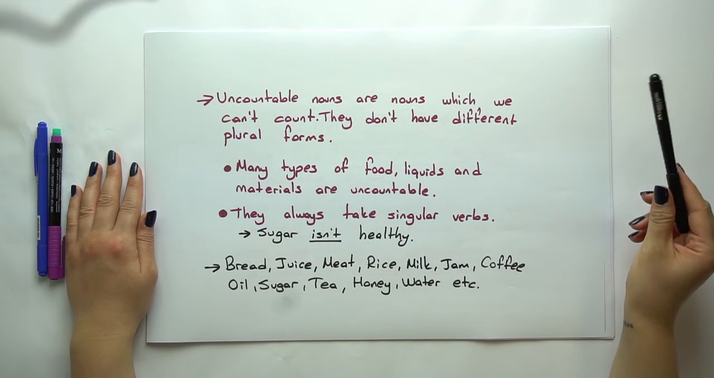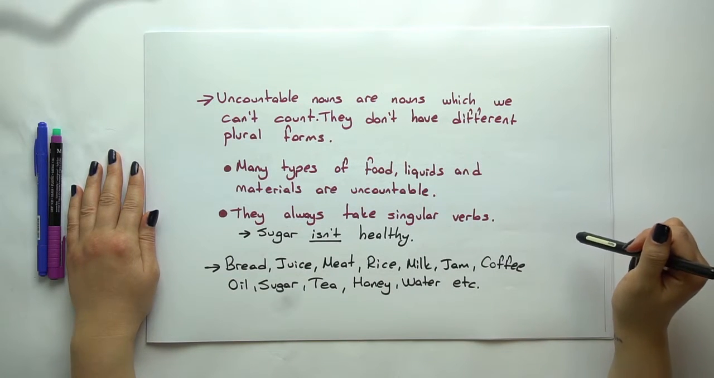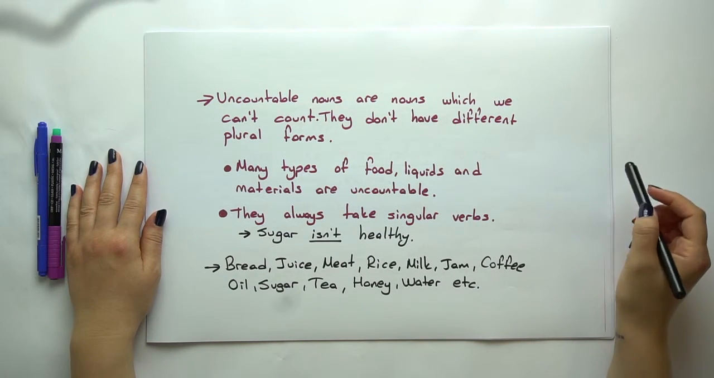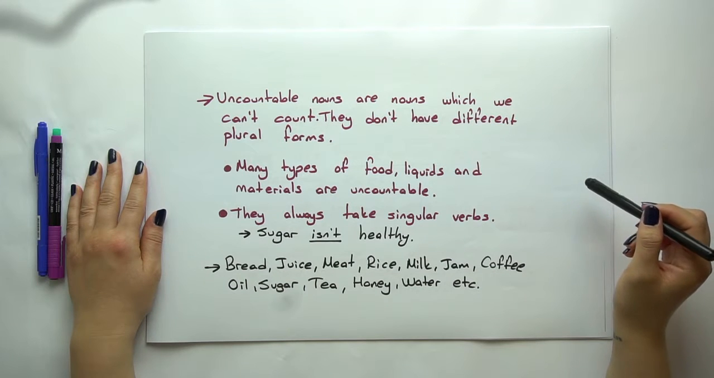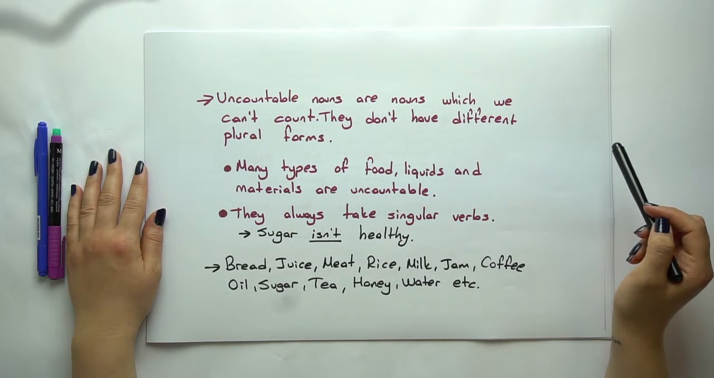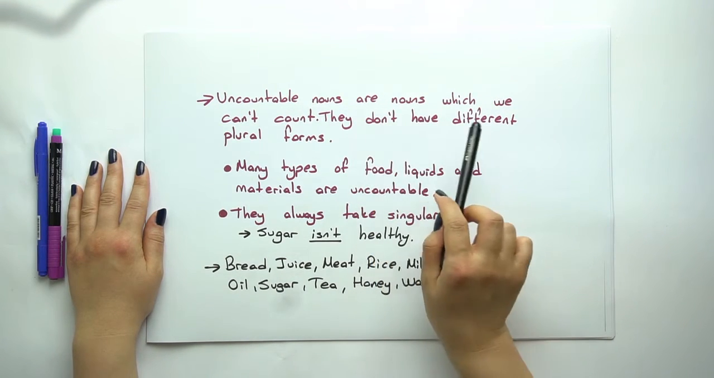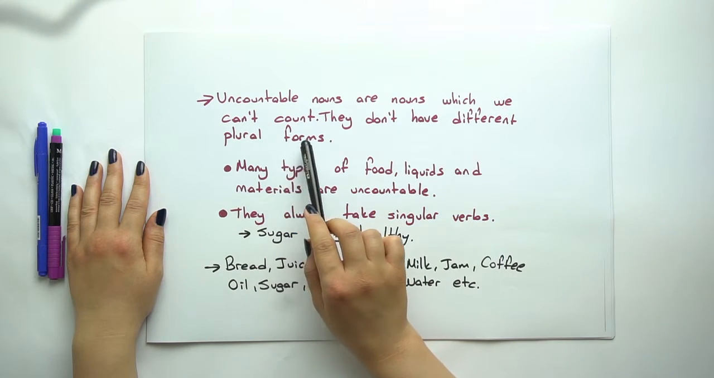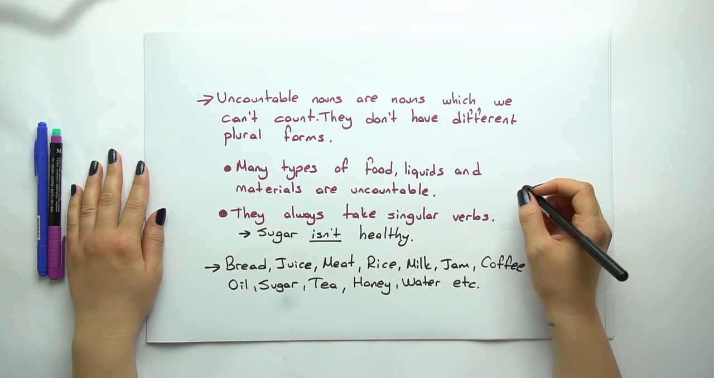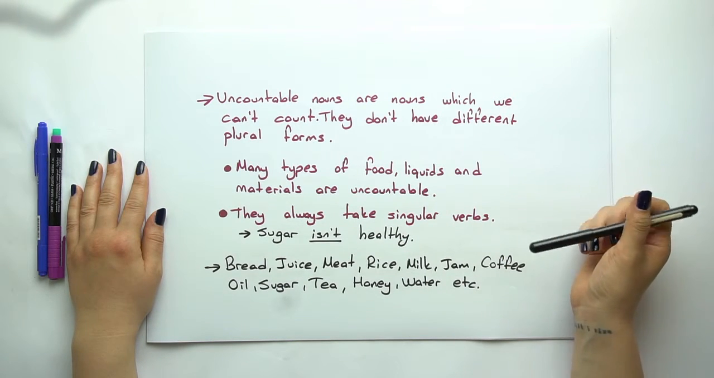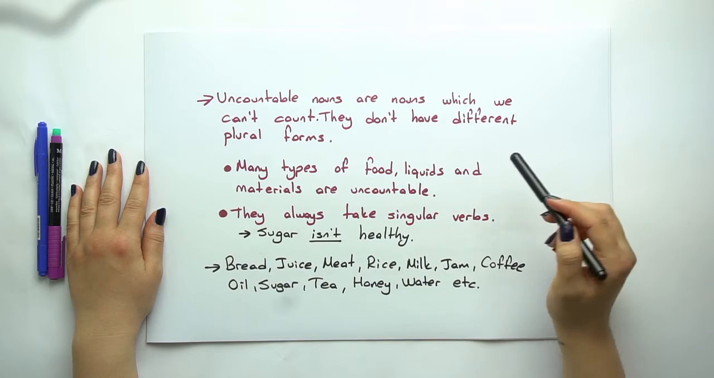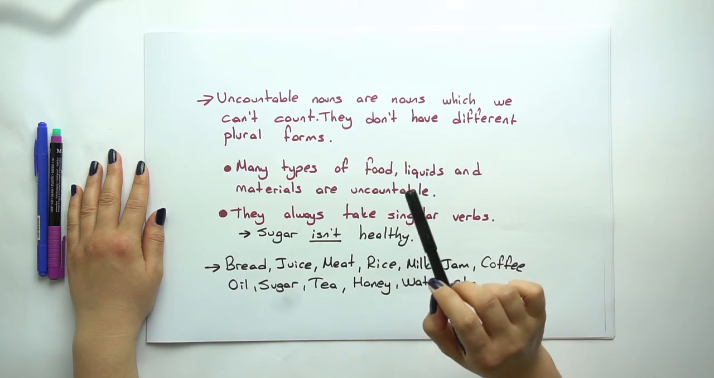Now we will continue with uncountable nouns. So what are they? Uncountable nouns are nouns which we cannot count, okay? And they don't have different plural forms. So many types of food and materials are uncountable.